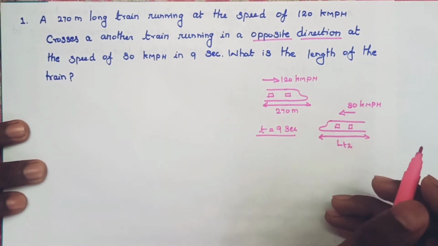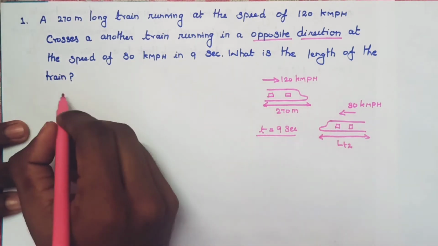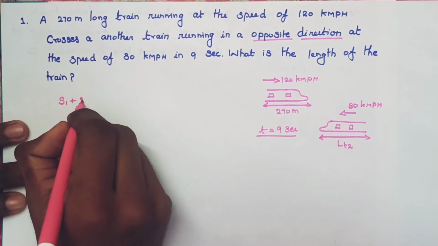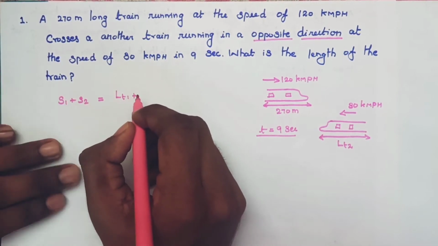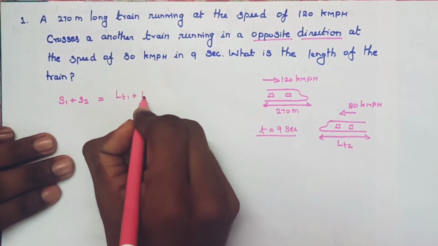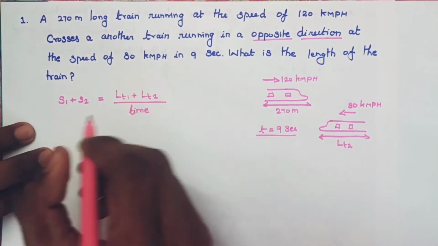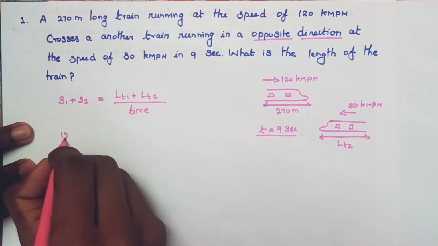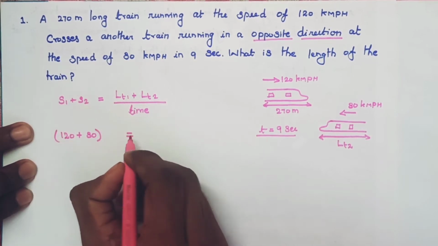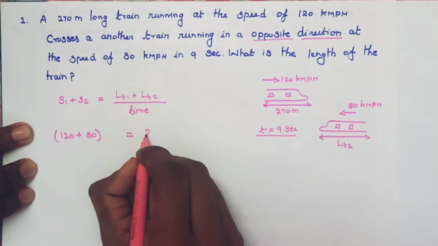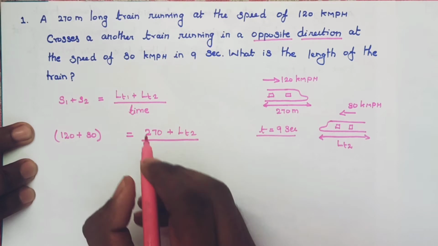Under theory of relativity, what is the formula if both the trains are in the opposite direction? We have to add the speed 1 and speed 2, right? So this is the formula: S1 plus S2 equals distance divided by time, where distance equals the length of train 1 plus the length of train 2. S1 equals 120, S2 equals 80. Length of train 1 is 270 meter, plus we have to find the length of train 2, divided by time.